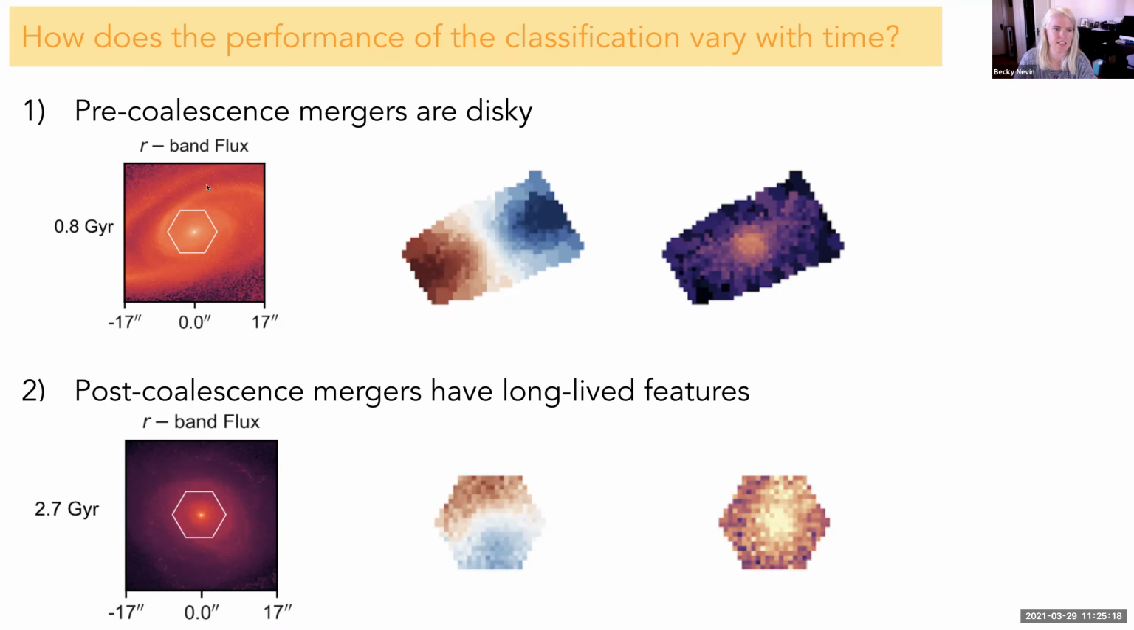And that's because the imaging features may look more disturbed at this stage. You have these more dramatic tidal tails, but the IFS field of view is much smaller and the stellar kinematics are not yet disturbed. Whereas on the other hand, the post-coalescence mergers have these long-lived features in the stellar kinematics, whereas in the imaging, the imaging features have faded at this point. The stellar kinematics still have these warps and this enhancement in the velocity dispersion map. And so this brings up a really philosophical question, which is, when does a merger end? I think the answer would be different if you used imaging versus kinematic features.